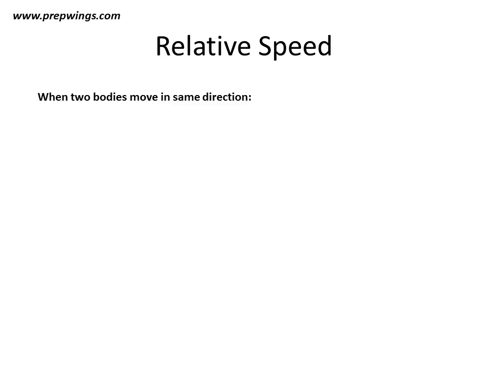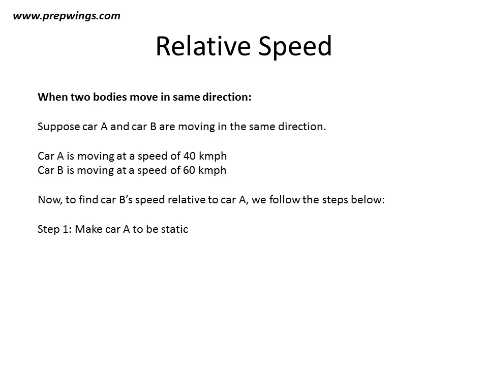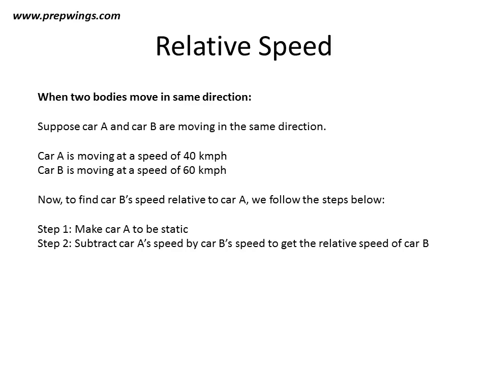Now we look at the second case, when two bodies move in the same direction. Now suppose car A and car B are moving in the same direction. Car A is moving at 40 km per hour and car B is moving at 60 km per hour. Now over here again we'll have to find car B's relative speed with car A. The bodies are moving in the same direction over here. So step 1 is same as before. Step 1 says make car A to be static. So assume that car A is not moving.